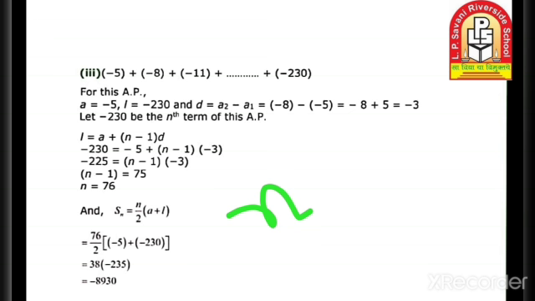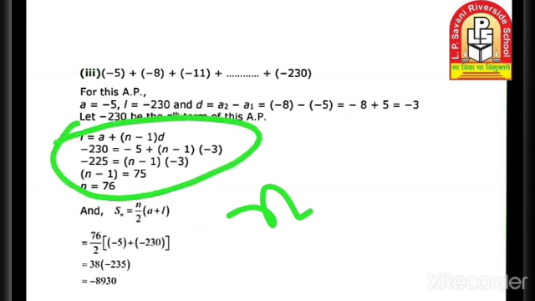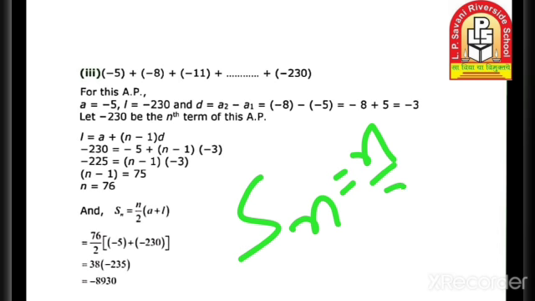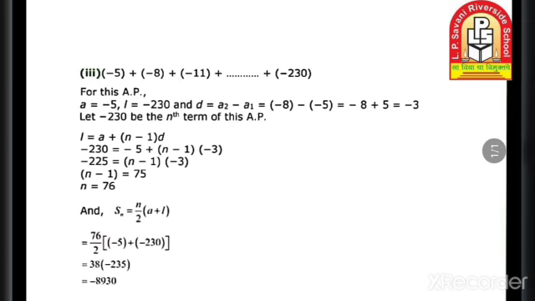That is in your homework. You have to solve this equation by putting in the values, and you will get the value of n. Then put the values of A and L in the equation Sn is equal to n by 2 in the bracket A plus L, that is our equation. So n is equal to 76. Put the value of n equal to 76 here.